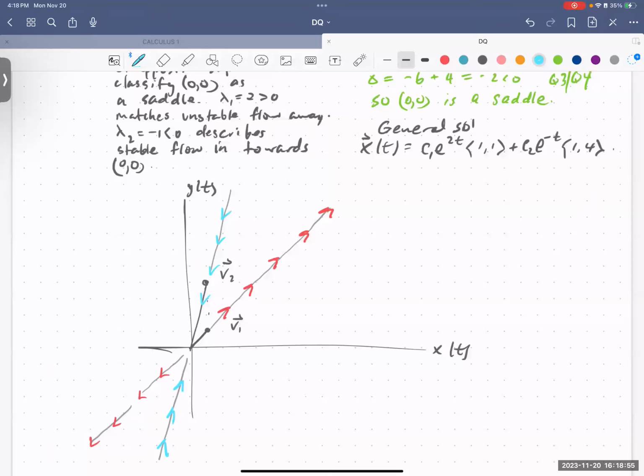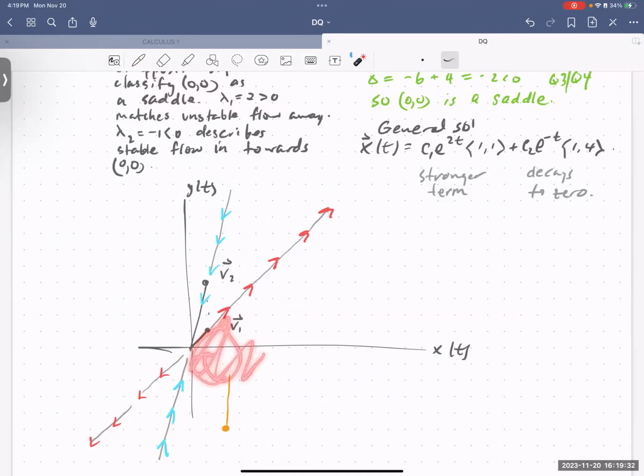And in our general solution, we don't need to worry about a dominant term, although this is the stronger term, because this one decays to 0. Either way, if you had a particle, say here, it would flow in to match this flow over here, but then as it gets closer to equilibrium in this region, it's going to flow that way to match that eigenline.